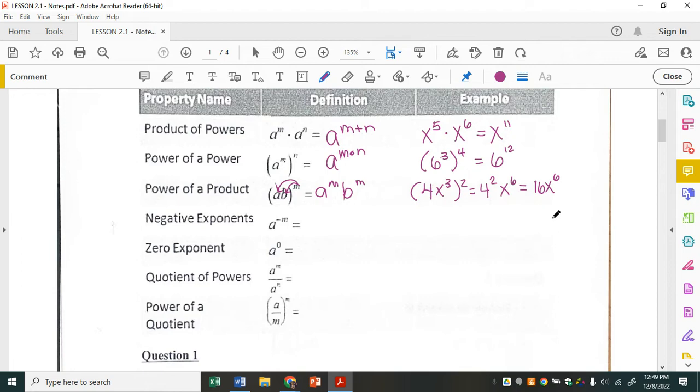Did I lose you? Yeah, to the 6th, because we multiply. Wait, so are we just taking the 4 and then doing 4 times? Yeah, when we give that exponent to the 4, it just becomes 4 times 4.